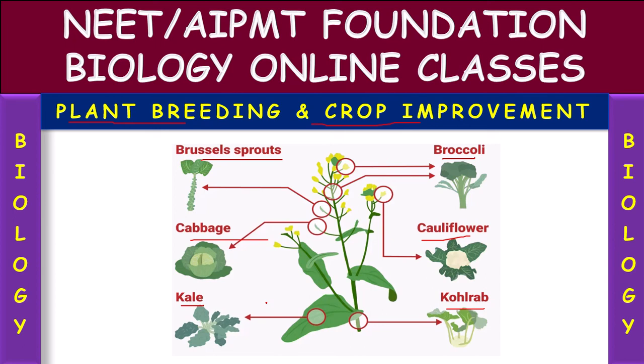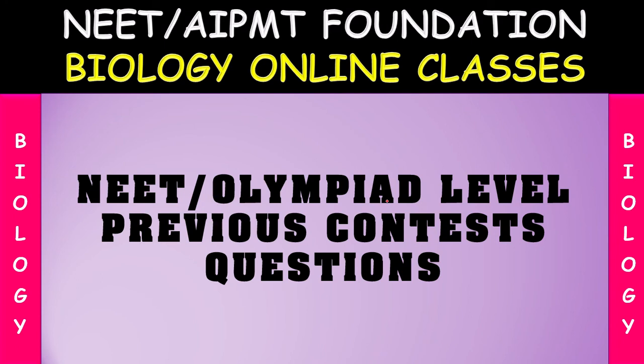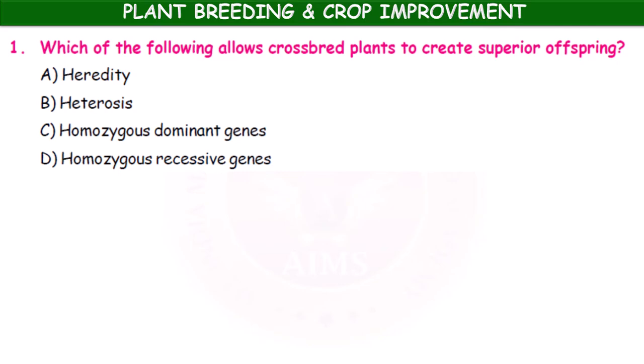Okay, children, let us proceed to the assessment, the NEET Olympiad level previous contest questions. Question number 1: which of the following allows crossbreed plants to create superior offsprings? Heredity, heterosis, homozygous dominant genes, homozygous recessive genes.